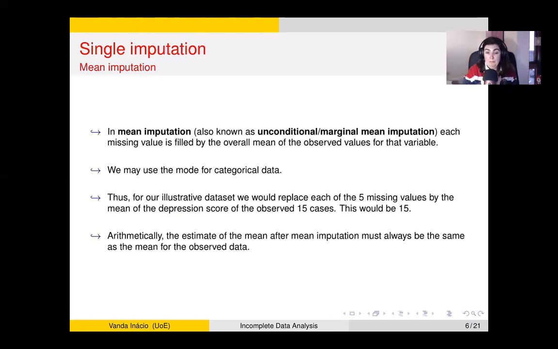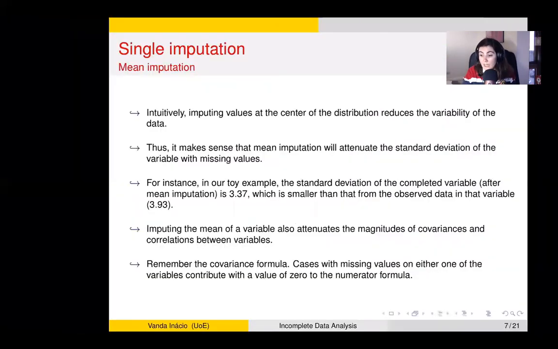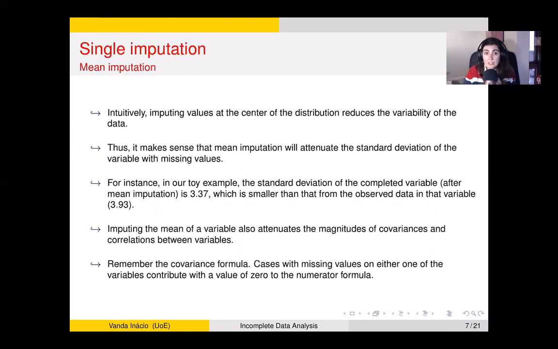And we know that arithmetically the estimate of the mean after mean imputation must always be the same as the mean for the observed data, because we are just imputing the values with the mean for that variable, and so the mean remains the same after we do the imputation, because we are using the mean to impute the missing values. And I think it's intuitive to think that by imputing values at the center of the distribution, we will be reducing the variability of the data, right?